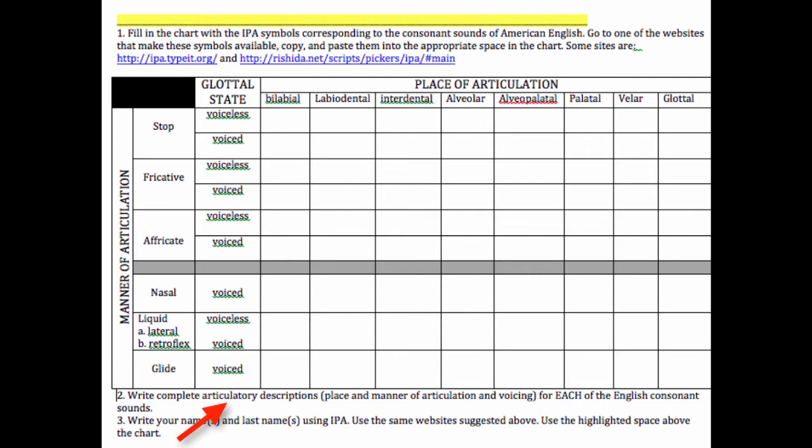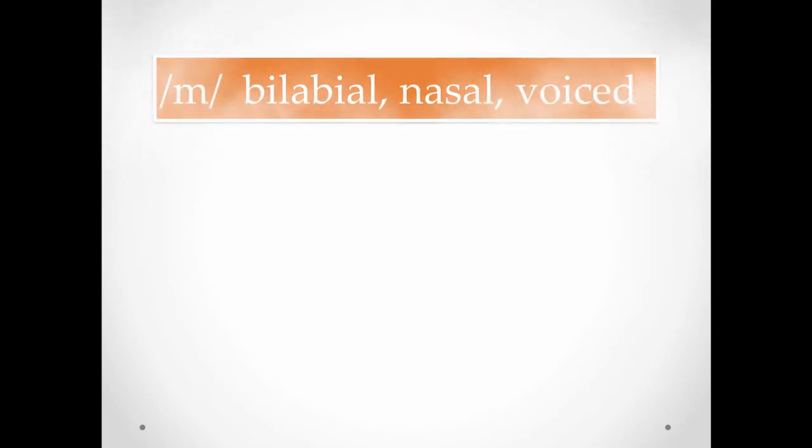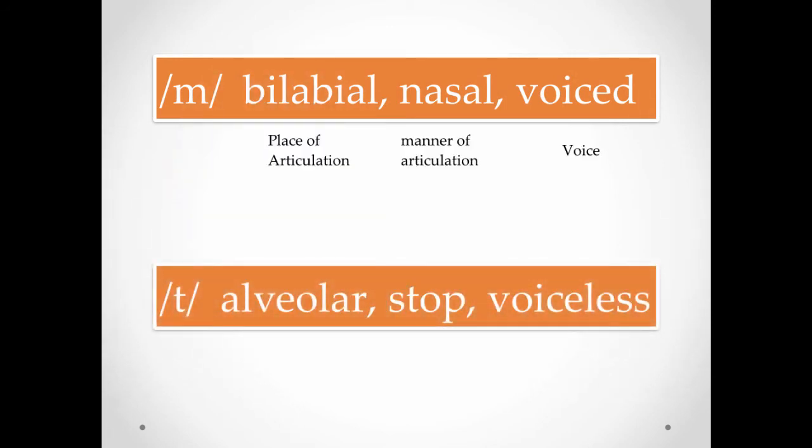then go and write complete articulatory descriptions with place and manner of articulation and voicing for each of the English consonant sounds. What I'm talking about is to be able to tell me that, for example, this is bilabial nasal voiced, and that, for example, this is alveolar stop voiceless.